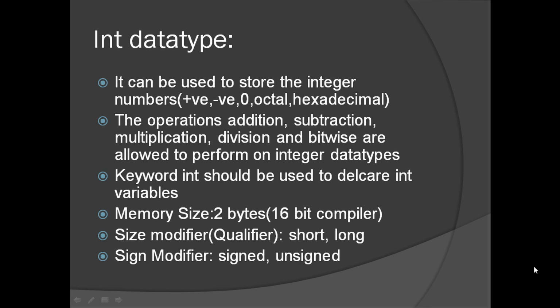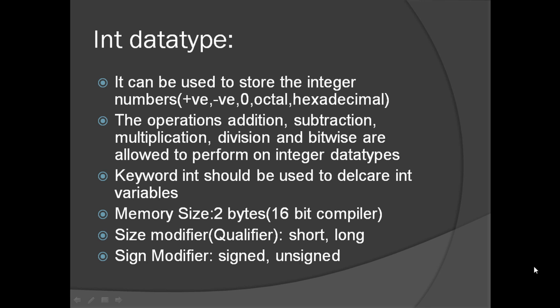We have different compiler architectures or different OS architectures. Let us try to simplify this term. The memory occupied by the data type is compiler dependent. For example, in this slide I have mentioned memory size as 2 bytes in a 16-bit compiler. So what do you mean by 16-bit compiler? At a time the CPU accesses 16-bit length of instructions and processes the data. There are other types of compilers as well, like 32-bit compiler and 64-bit compiler.